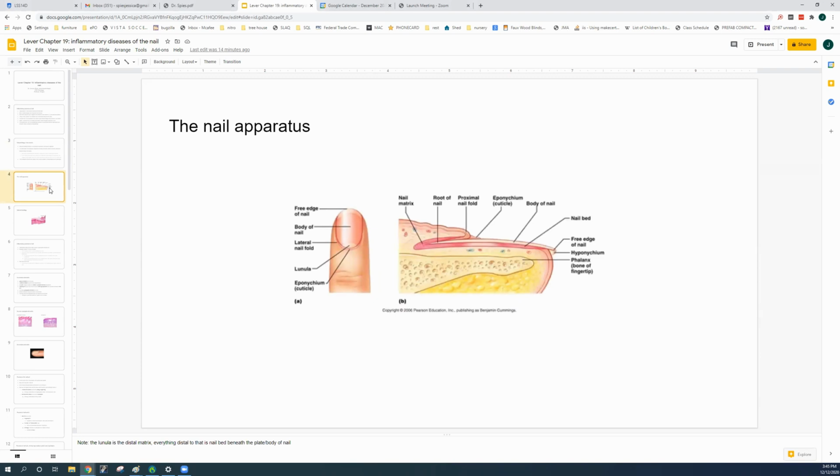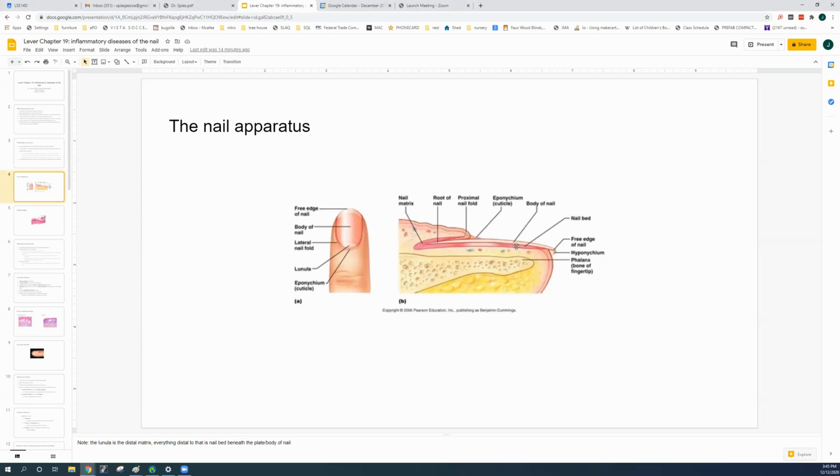I just wanted to show a picture of the nail apparatus before we started. And here we have what you see in your clinic: the free edge of the nail, the body of the nail, the lateral nail folds, the lunula, and the eponychium.